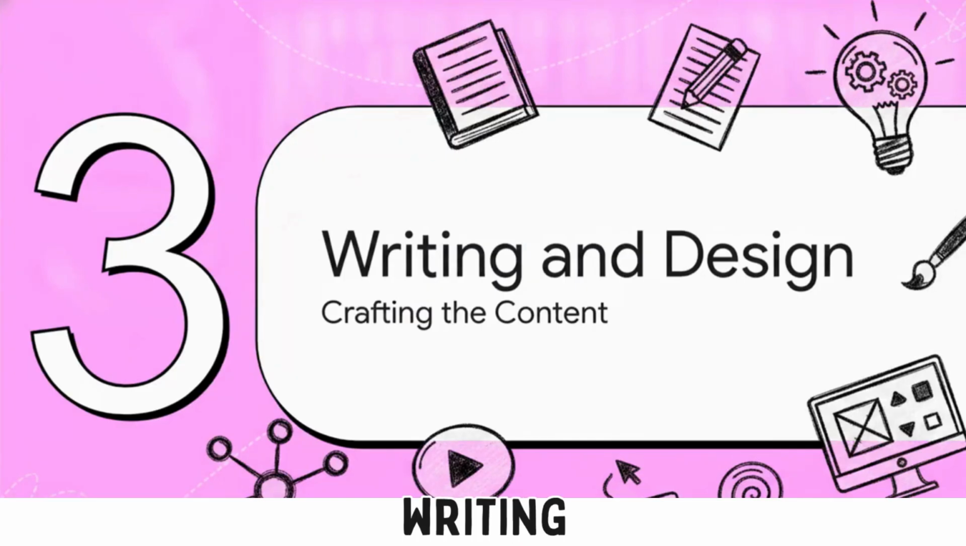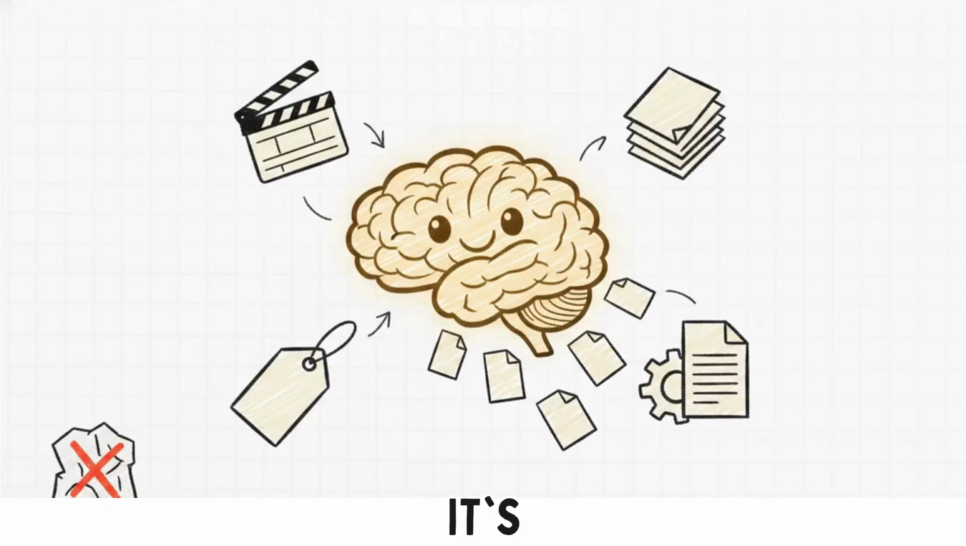Okay, part three, writing and design, where we start crafting the actual content. Now it's time to generate the actual words, and you can tag in either ChatGPT or Claude to do the heavy lifting here. By feeding them the outline and all that research you just gathered, you just prompt the AI to draft full articles, write out your scripts, or even create detailed product descriptions. The entire manual writing process is completely automated.